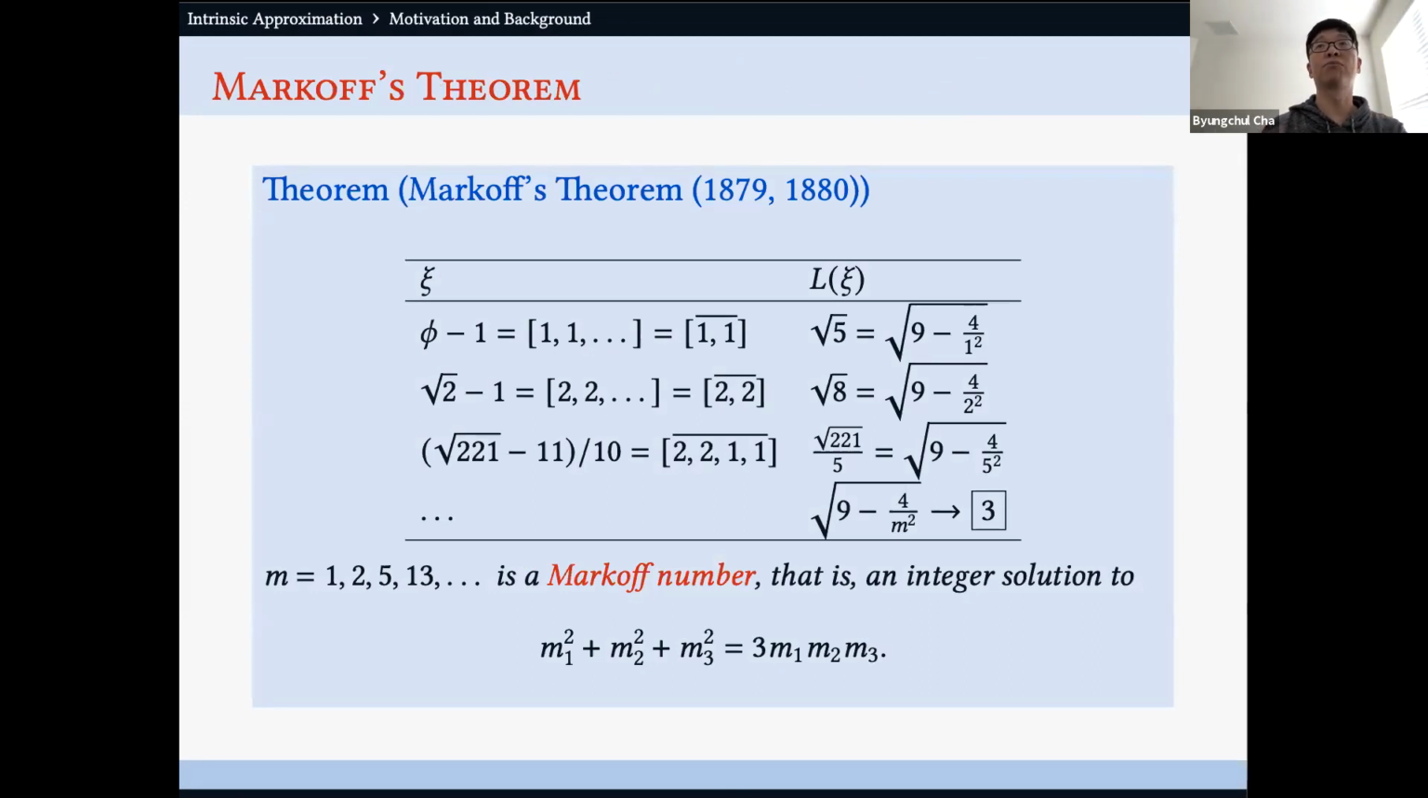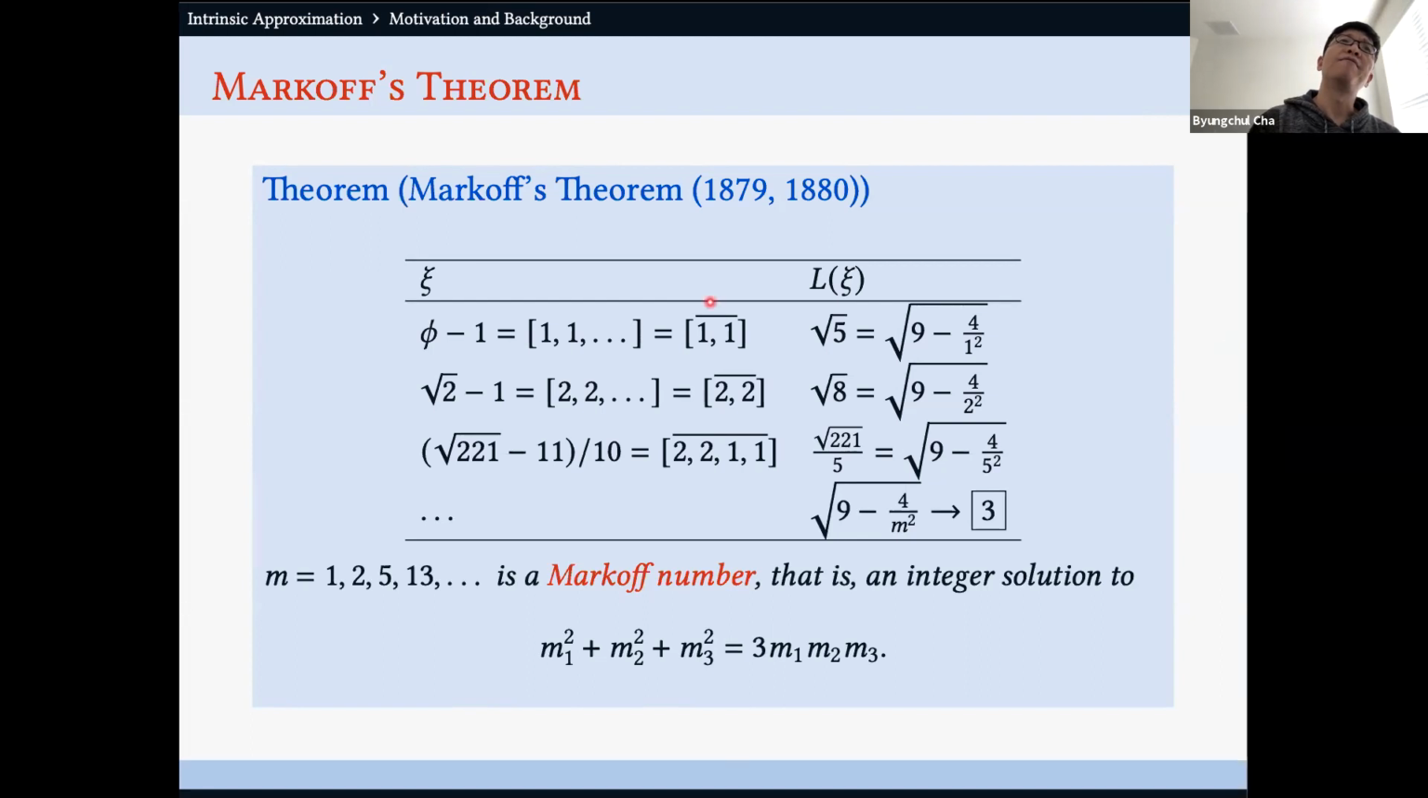So before I move on to the general formulation, the famous theorem of Markoff, coming from the 19th century, characterizes the entire discrete part of the Lagrange spectrum of the real line. And they are given by this amazingly simple formula, square root of 9 minus 4 over m squared, where m is a so-called Markoff number. And a Markoff number is an integer solution to this equation, which is historically referred to as the Markoff equation.